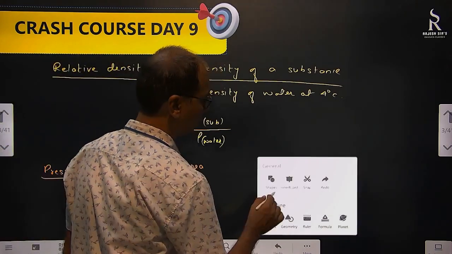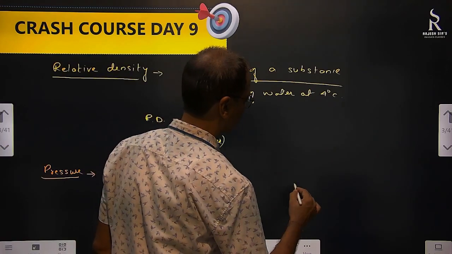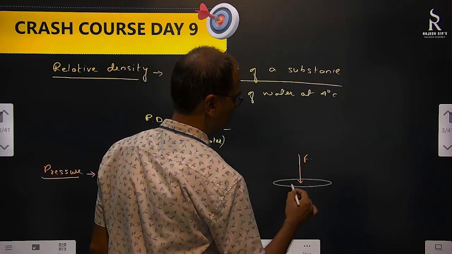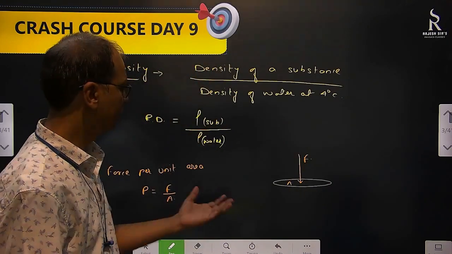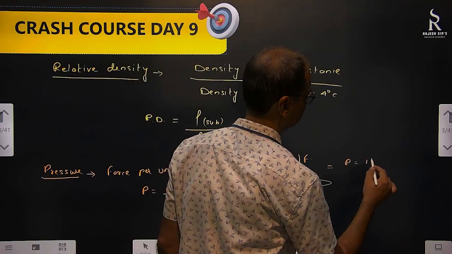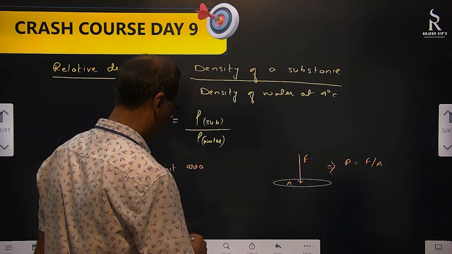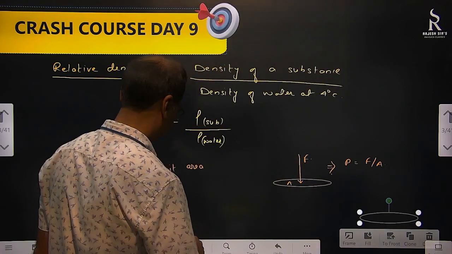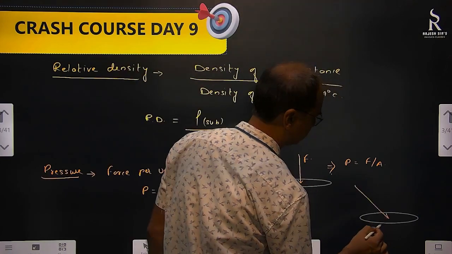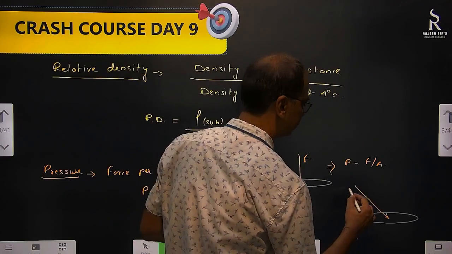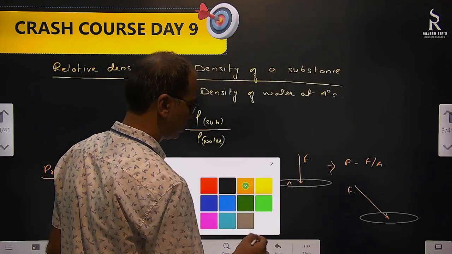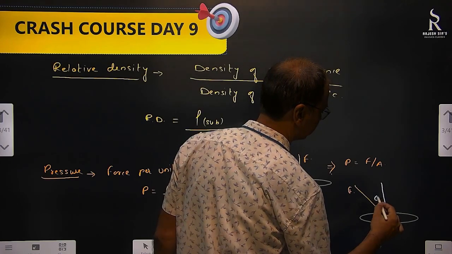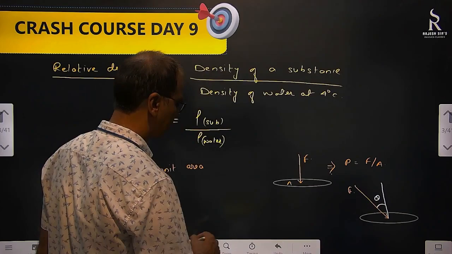So if I take an area which is like this, and on this we are applying force. This is the area. So pressure is F by A, no doubt about that. But suppose on the same area the force is inclined, like this. The value is F only. Now first we have to find the angle. Suppose this is the angle, theta, with the vertical.